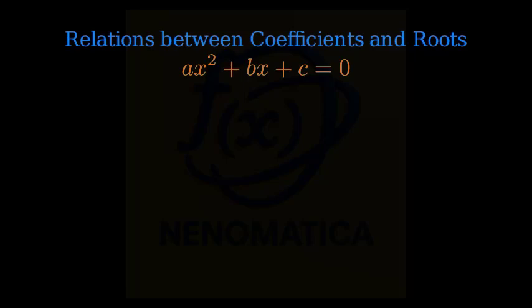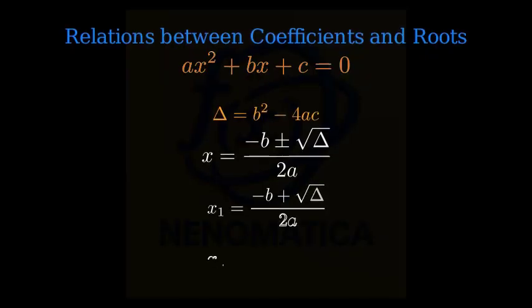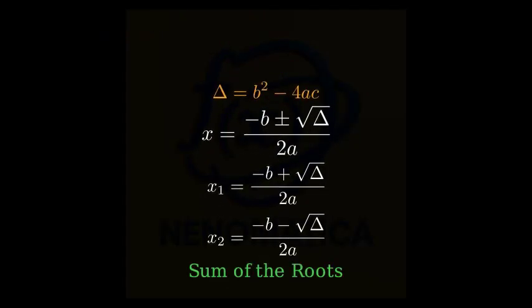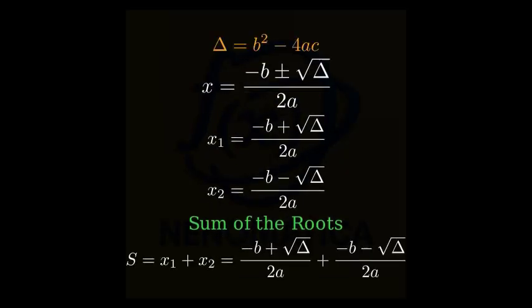First, recall the discriminant delta equals b squared minus 4ac. The quadratic formula gives the roots as x equals negative b plus or minus the square root of delta, all over 2a. From that, we can explicitly name the two roots. We start with the sum of the roots. Add x sub 1 and x sub 2 directly from the quadratic formula. Combine like terms in the numerator and simplify.